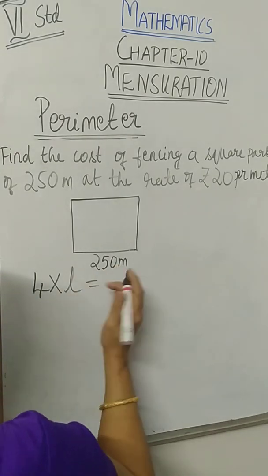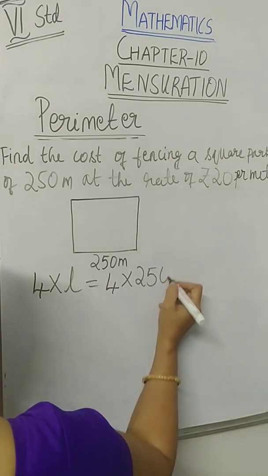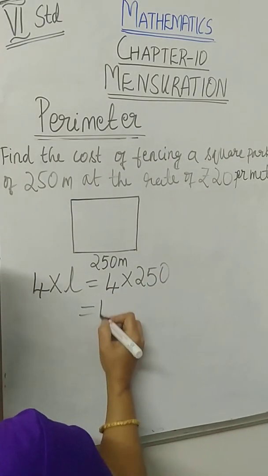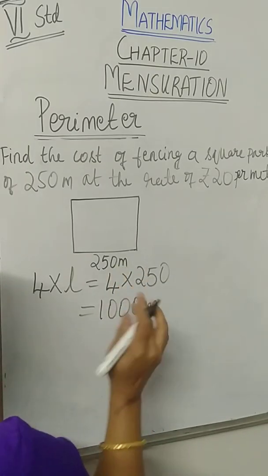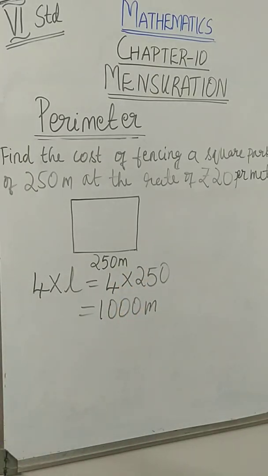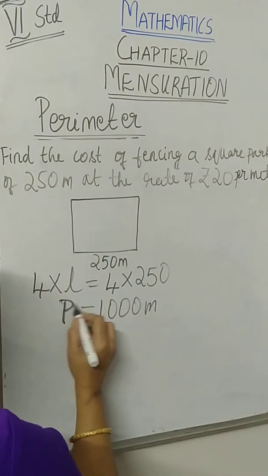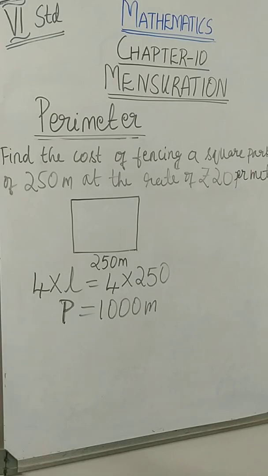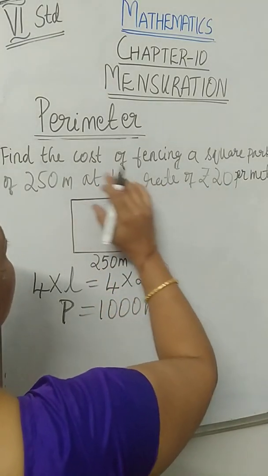So what is L here? 250. So 4 into 250, let us find out. It is 4 into 250 is 1000 meter. It's not centimeter, it's meter. So perimeter of the square park, that is P, is 1000 meter.